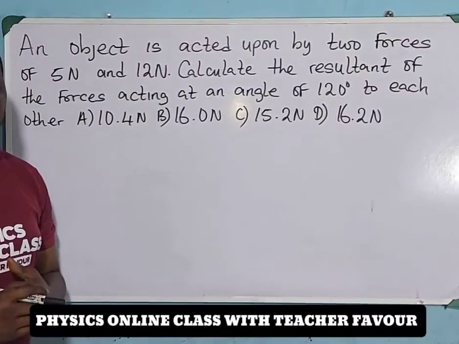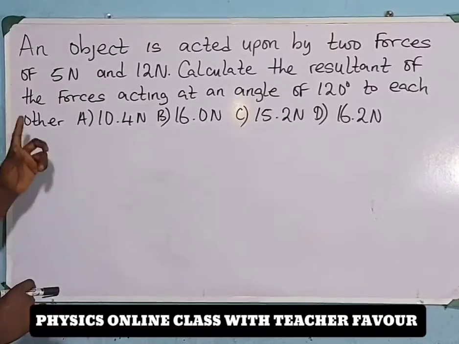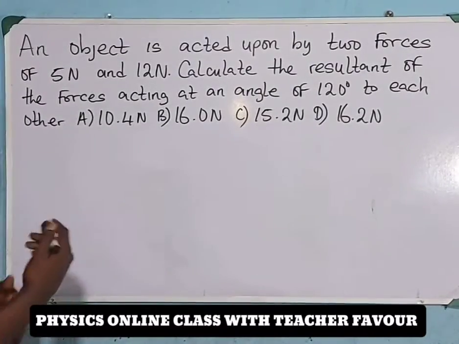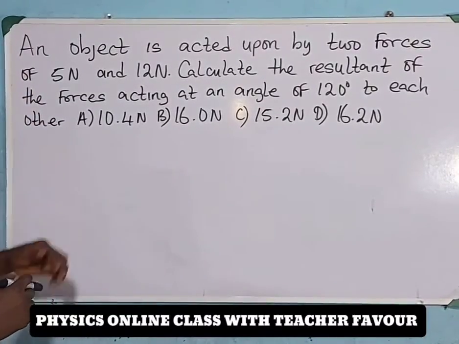Let me teach you how to solve the question on the board. An object is acted upon by two forces of 5 Newton and 12 Newton. Calculate the resultant of the forces acting at an angle of 120 degrees to each other.